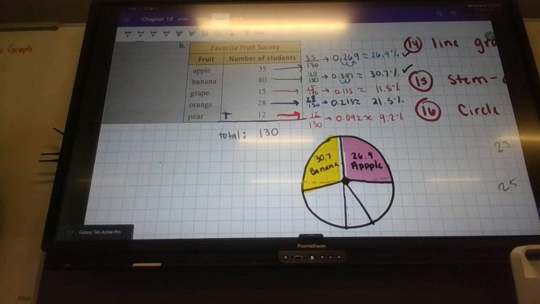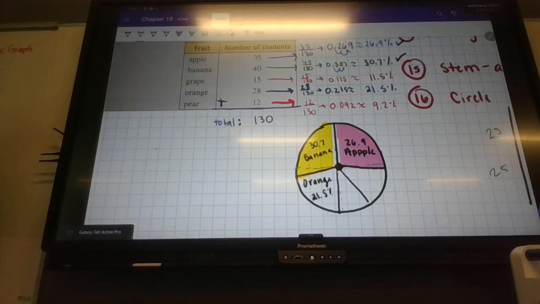So we're going to do this one as the orange at 21.5%. And then this one is the... make it a little bit bigger, I think. 9 and 11 are pretty similar. Ooh, I'm struggling a little bit. We'll do this as the pear at 9%. And then this is the grape at 11.5%.